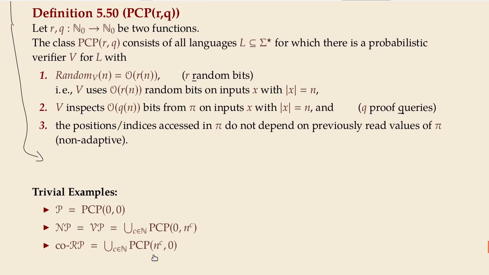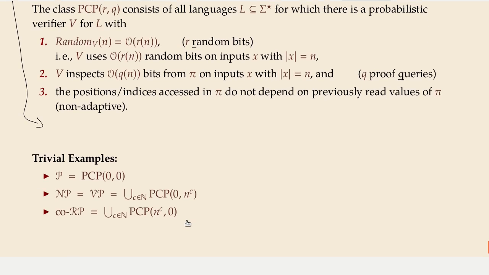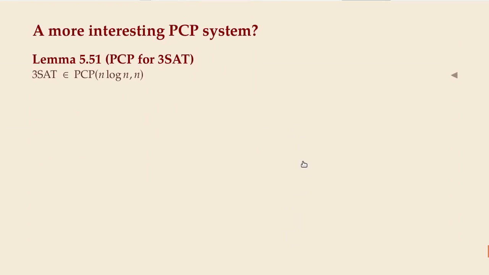The third example is a bit less trivial. If I make use of randomness, a polynomial number of random bits, but I don't read the certificate, then I can do whatever a randomized algorithm can do. And because we have this flipped kind of acceptance criterion, it's the class co-RP that we retain. So it's the set of all languages for which we have a one-sided error Monte Carlo method for the complement. These are boring examples because there is a 0 in one of these places. Maybe we can have one more interesting PCP system.